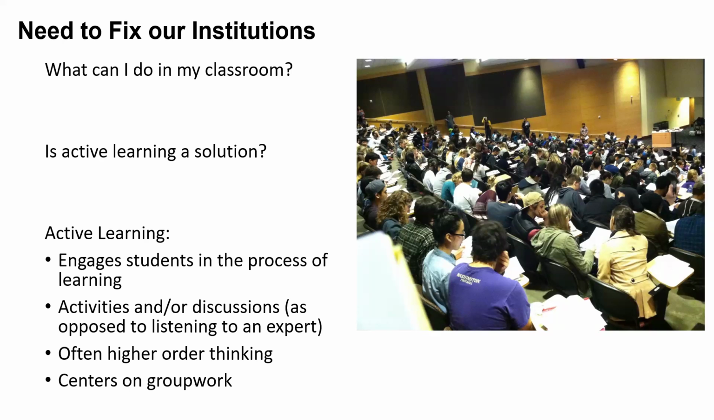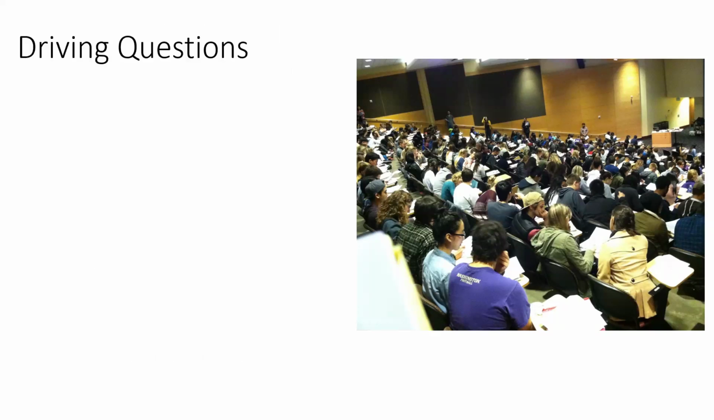In my classroom, certainly, but also in the literature, active learning often hinges on some form of group work, whether it's informal groups like turning to your neighbor and discussing something, or formal groups where students work together for longer periods of time. So for the rest of this research talk, I really have three driving questions.